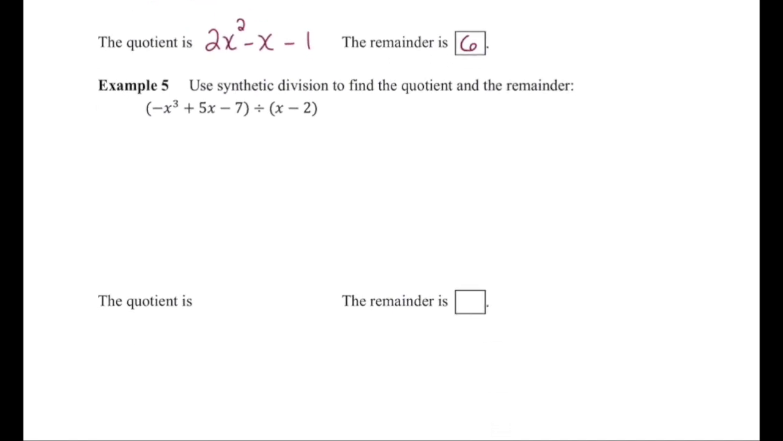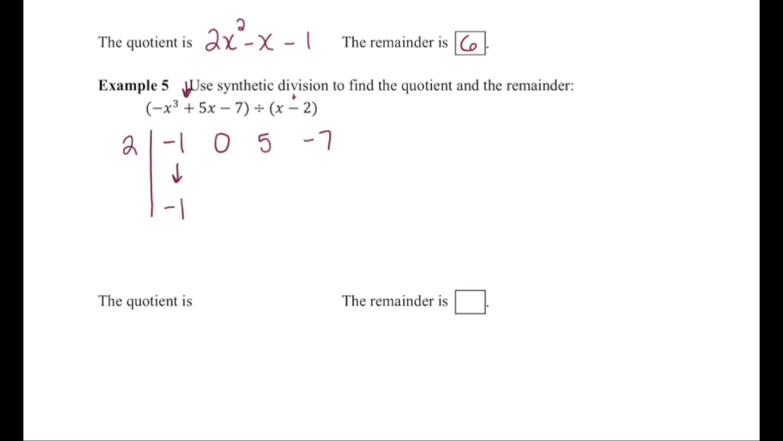And finally, one last example. I have -x cubed plus 5x minus 7 divided by x minus 2. Notice I'm missing the x squared value. So when I write this in to use synthetic division, I will have -1x cubed, 0x squared, 5x minus 7. Using our opposite sign, because that will take care of the long division when we're subtracting, I always bring down the first term.